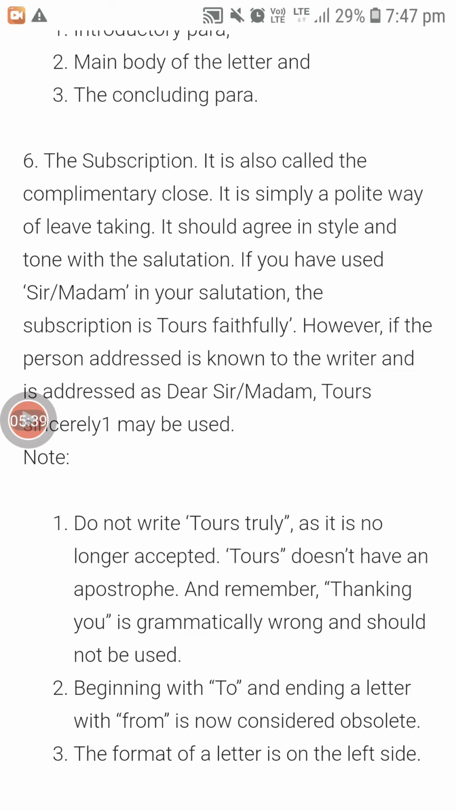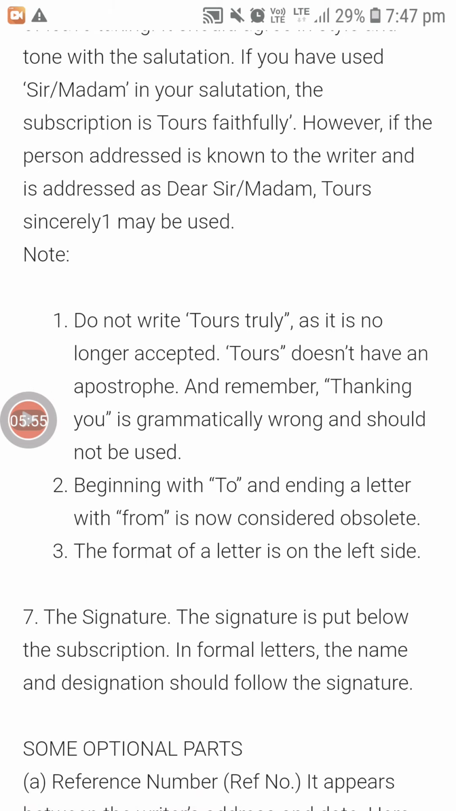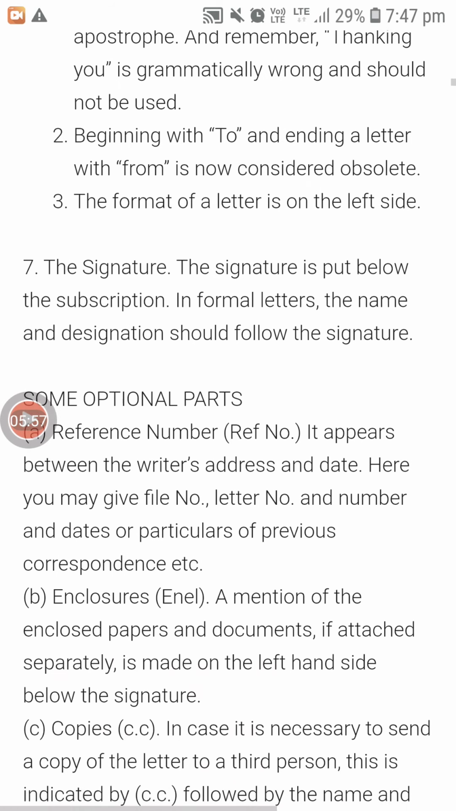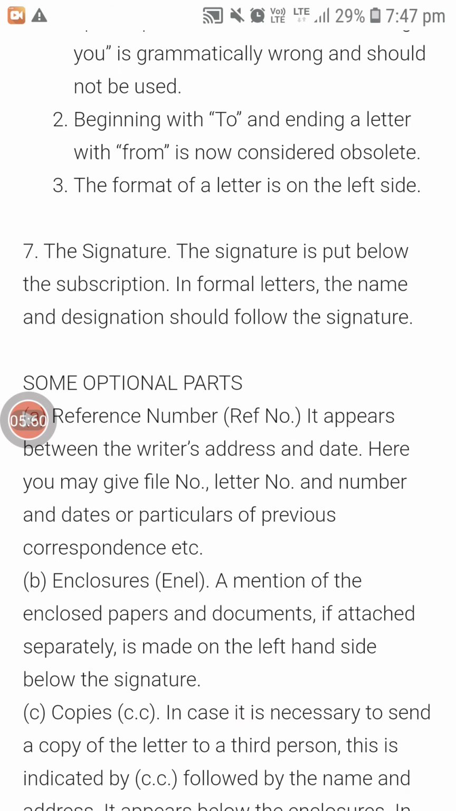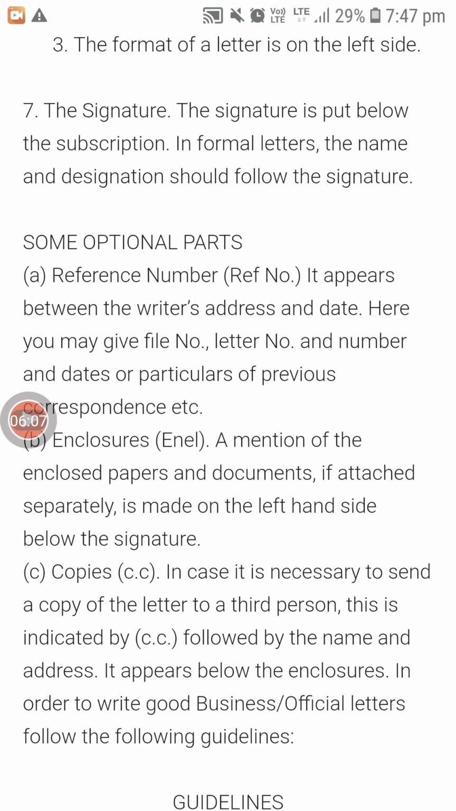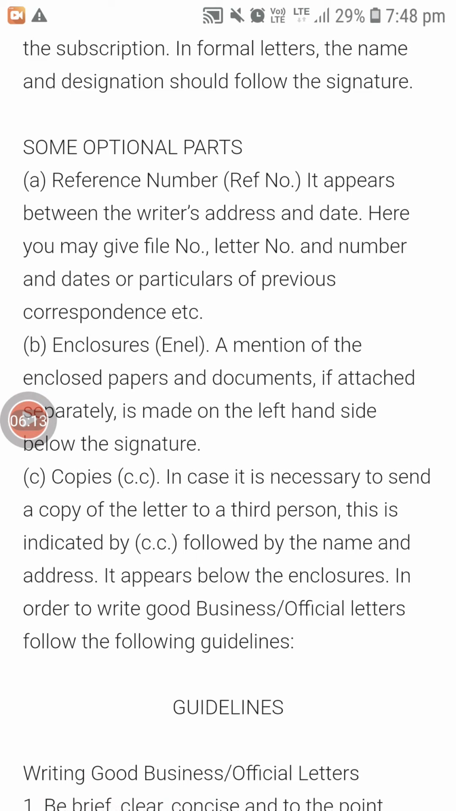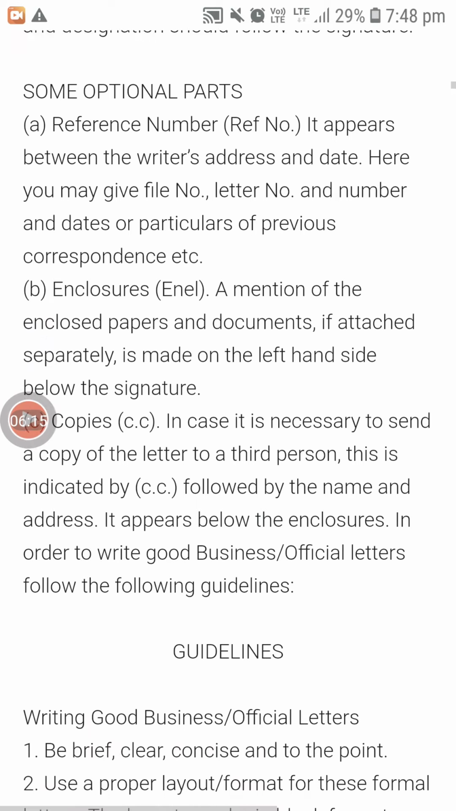Subscription is, in a polite way, you say Yours faithfully, Yours obediently, Yours sincerely, Yours truly. So these are the kinds of subscriptions which we use. And then the signature here is the designation. So don't get confused and put your own signature in a very stylistic manner. No, we just mention our name and the designation if it is needed there. Then some optional parts are there.